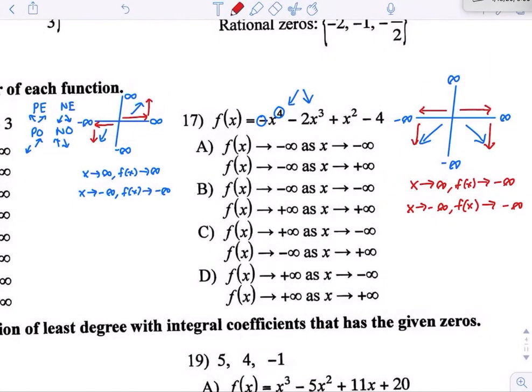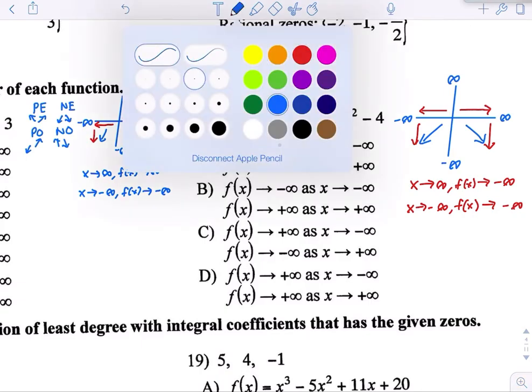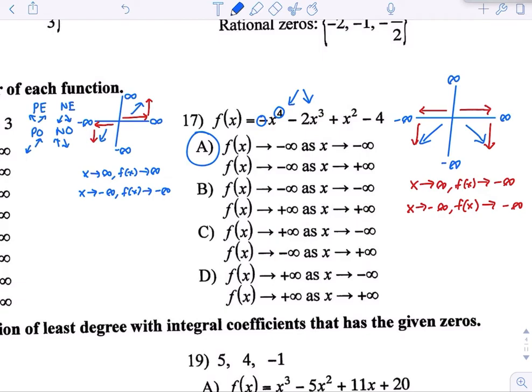Alrighty, there we go. Okay, so that's what we got. So now let's go find that. So x is infinity and f of x is negative infinity. So x infinity, negative infinity, and negative negative. Oh, that is also going to be A.